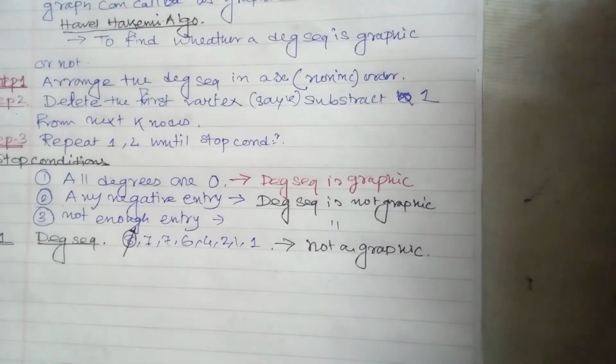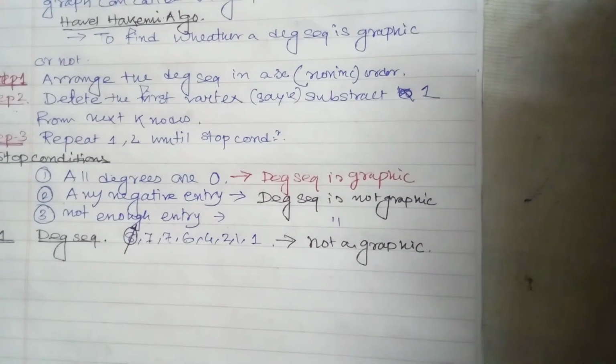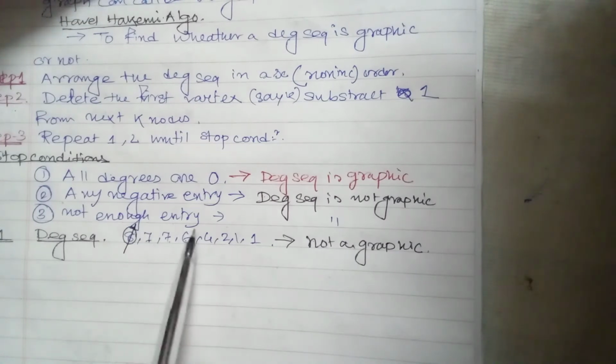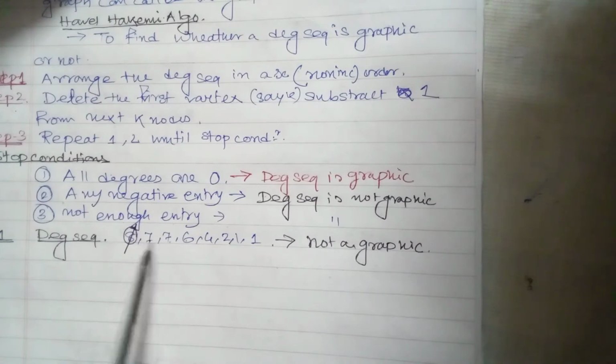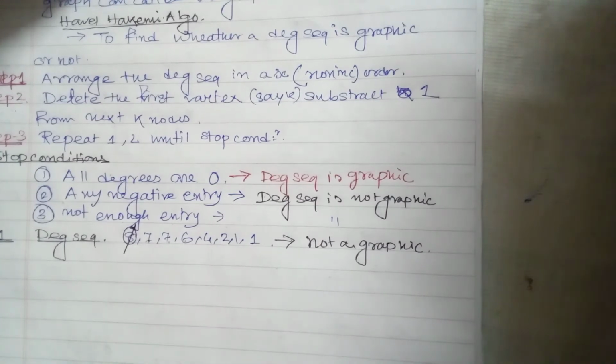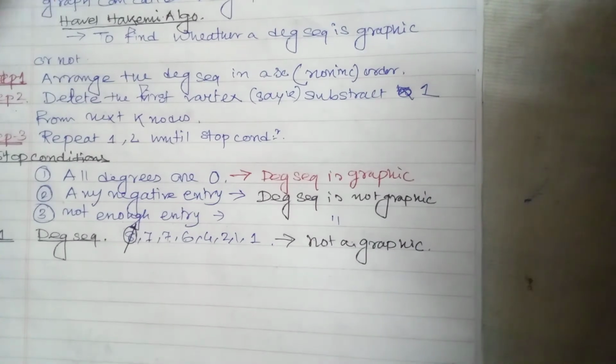Are you able to understand? I am repeating once again. At first, delete the first node, then subtract 1 from the next k nodes, but it doesn't have 8 entries because the first node is 8. As it doesn't have 8 entries, according to stop condition 3, not enough entries, we can conclude that it is not graphic. Great.